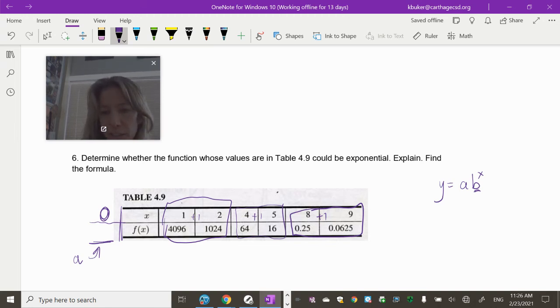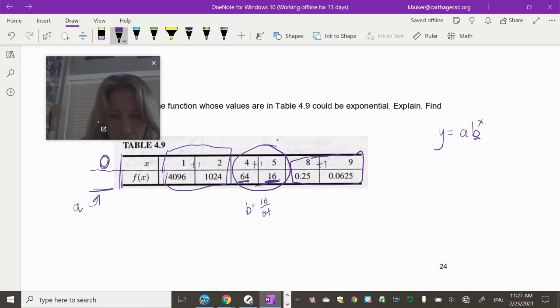So if I want to find my growth factor, I'm going to choose to use 4 and 5. I can take any y value and divide by the previous y value, okay, the one before it. So the growth factor, I could take 16 and divide it by 64. I know you may be thinking why not divide 64 by 16? But if you notice, our y values are getting smaller, so we have exponential decay, and we have to divide in this order in order to get our fraction to be smaller than 1.